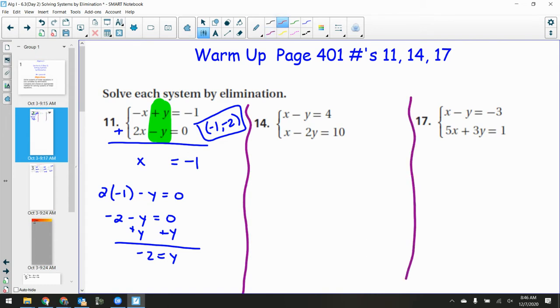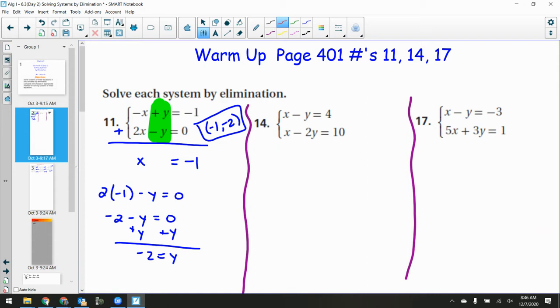Okay. Any questions on number 11? All right. Now, is number 14 set up? Not yet. It's very close, right? It's very close, but it looks like I'm going to have to multiply. Okay, what do I have to do? What do I have to do then?